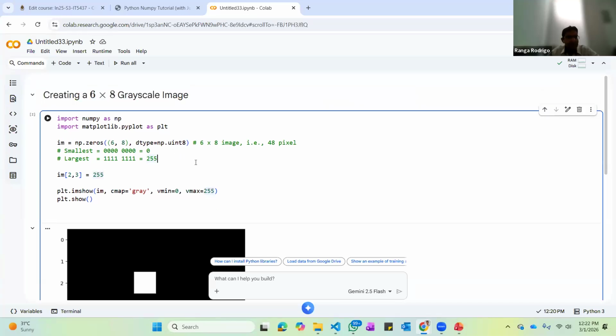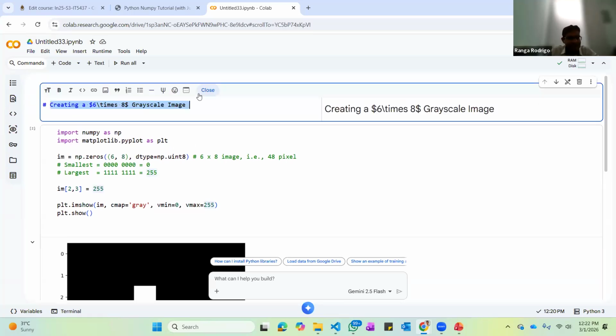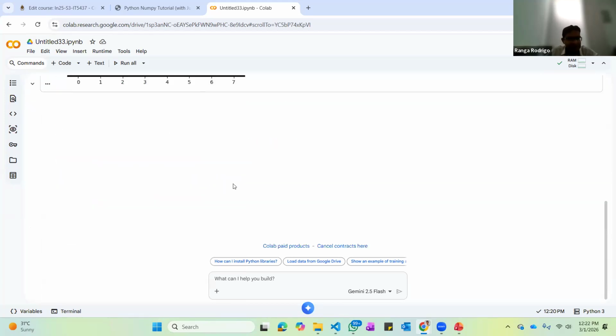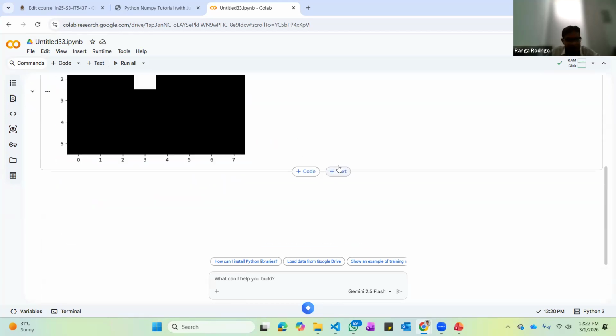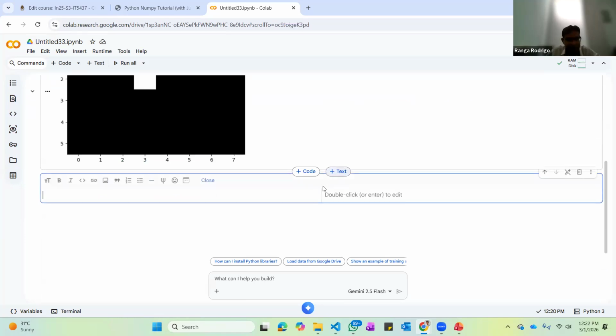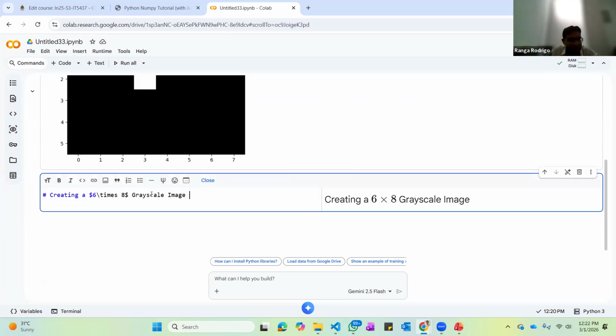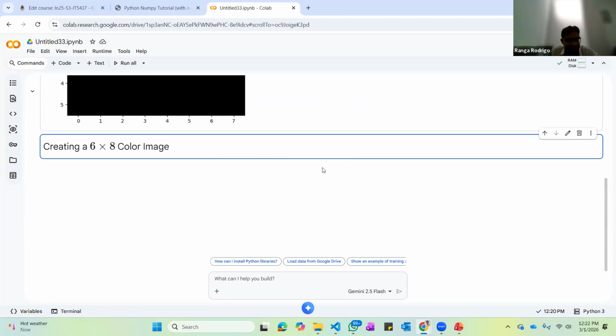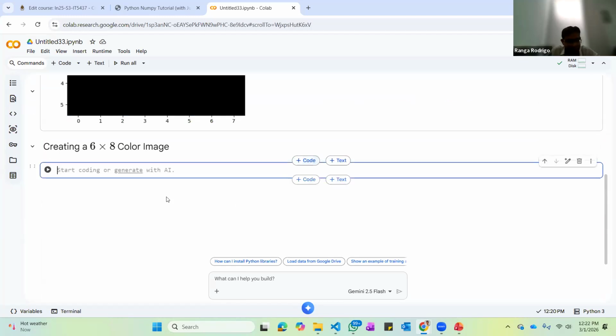Now you want to create a 6 by 8 gray color image, right? So the grayscale image, and I'll put a color image. So I'll put another mark down here. When you hover your mouse here, you'll be able to do that. This same thing you can do in Visual Studio Code, but it will work on your machine. Color image. So for that, I will write the code block here.